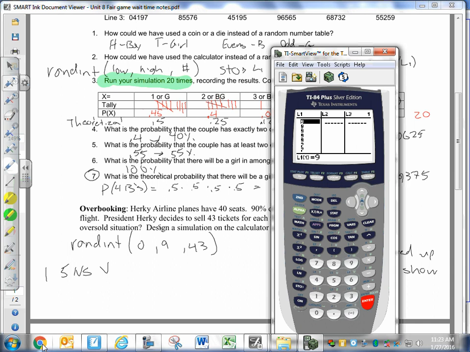Get random integers. Math, PRB, random integers between 0 and 9, 43 of them. Plug it into L1, sort it descending. Ms. Pushman, how many nines do you have? 8, you're taking off. Ms. Nevergich, you're doing sort A. You want to go to sort D. But you just have... Oh, because you probably didn't store this list in L1 yet. Now sort D.